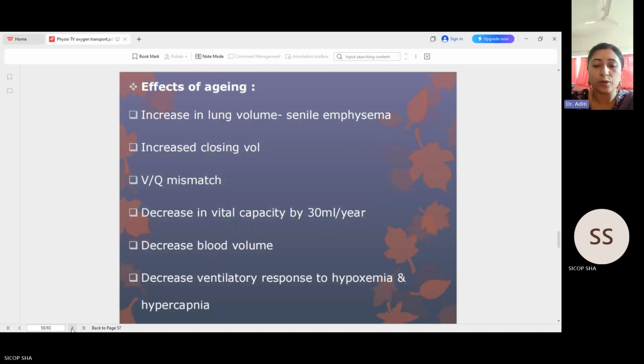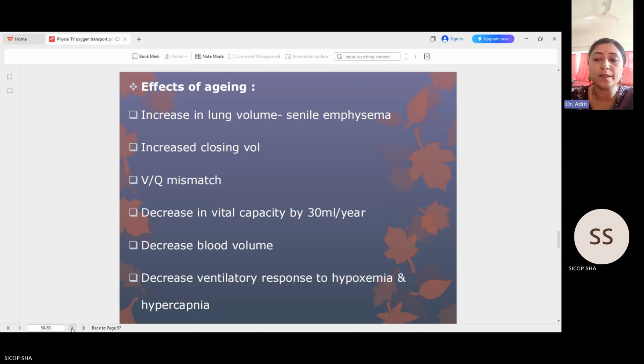Okay, next. Now let us look at a few conditions or states that can affect the O2 delivery system. Effects of aging: there is an increase in the lung volume, which is called senile emphysema. There is increased closing volume. There is also V/Q mismatch. There is a decrease in the vital capacity by almost 30 ml per year. All these factors can contribute towards the deficit in the oxygen transport.